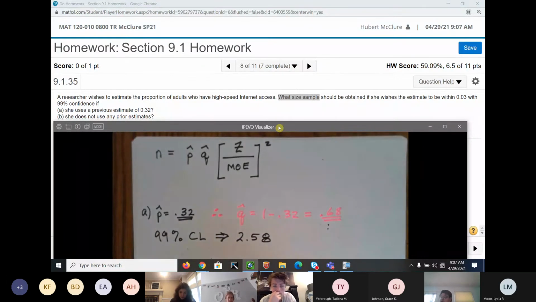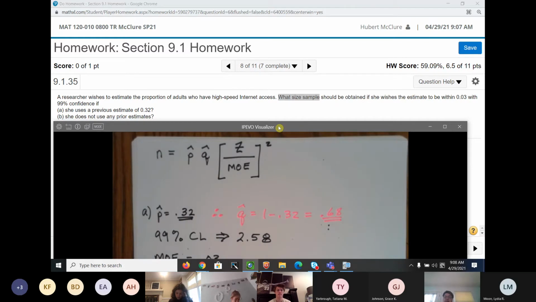And what else they give us? Margin of error is equal to 0.03. So it looks like to me we're going to just plug and what? Plug and chug. 0.32 times 0.68 times Z, which is 2.58, divided by 0.03, raised to the second power.